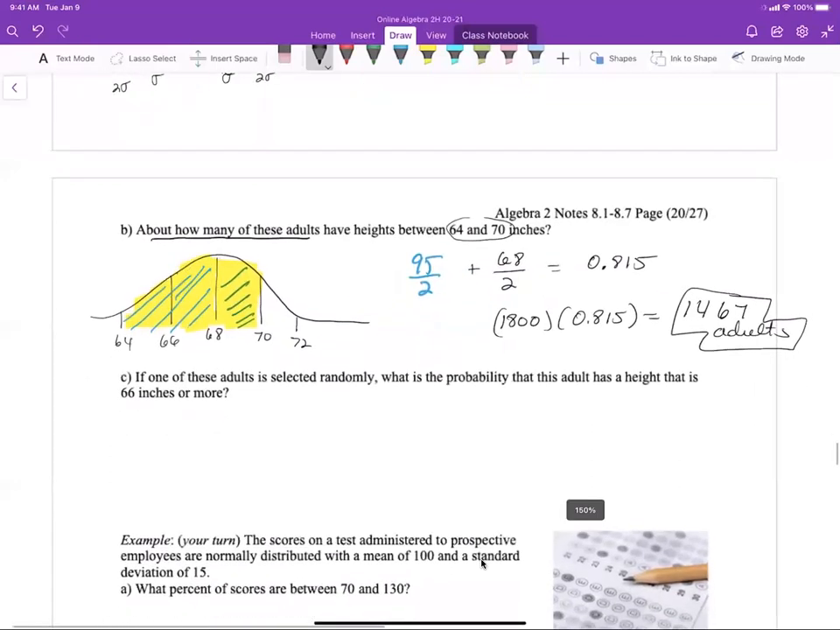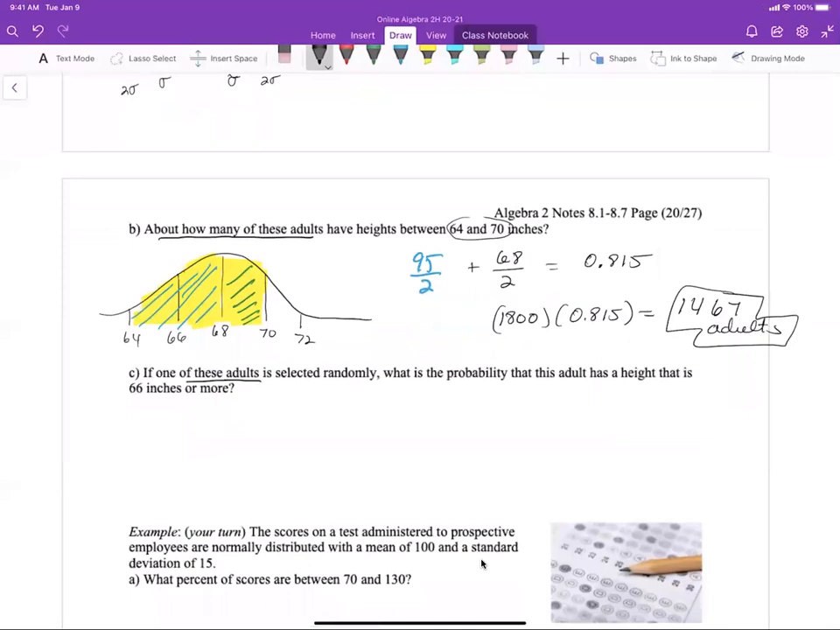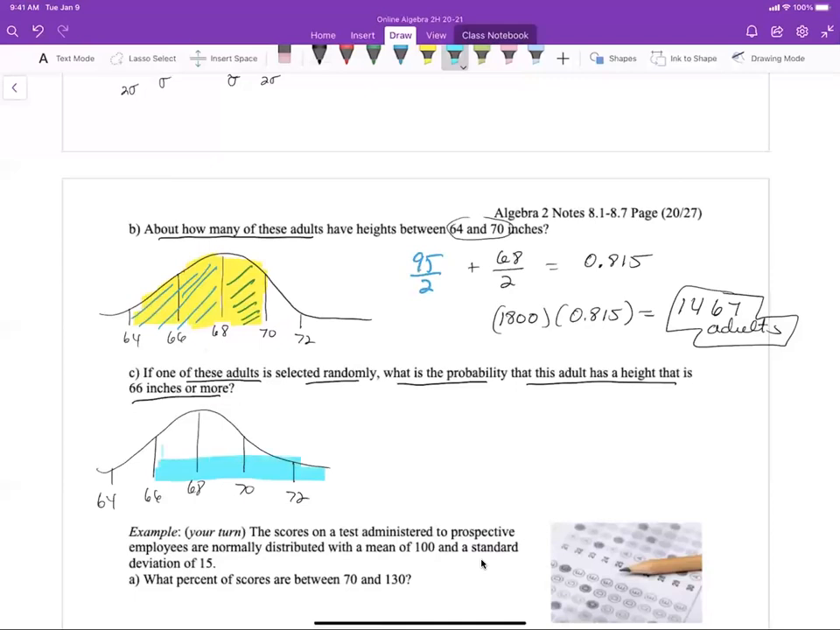Okay. All right. If one of these adults is selected randomly, what is the probability that this adult has a height of 66 inches or more? So we're going to draw our normal distribution again. We have our mean, which is 68. We know our standard deviation is 2, so we can start filling in these numbers. And we know we have 66 and we have 64, and we want to know the probability that if we selected someone, that we will be above 66 inches or more. So in this blue region, okay?